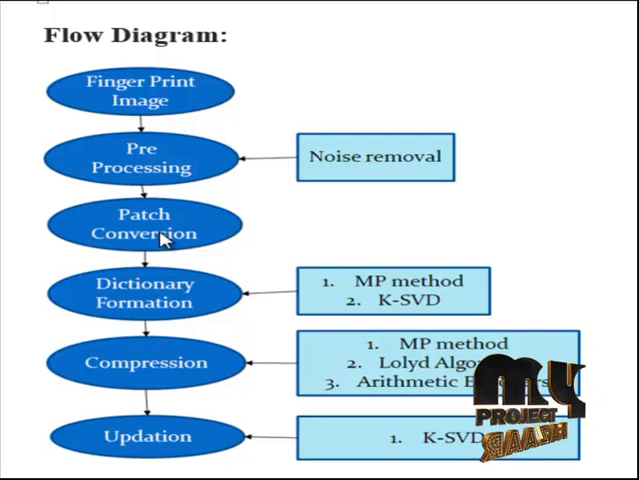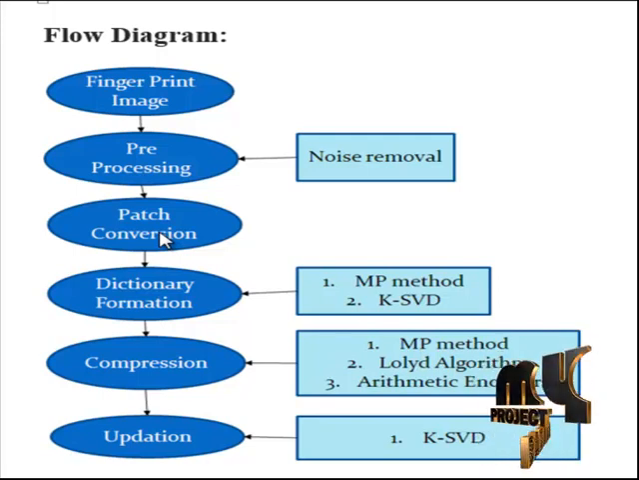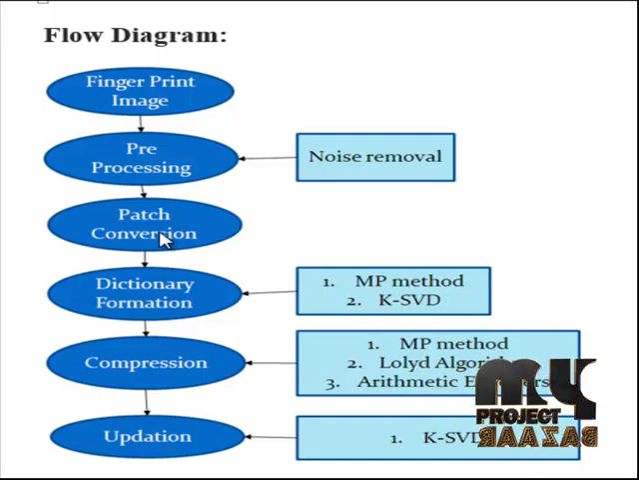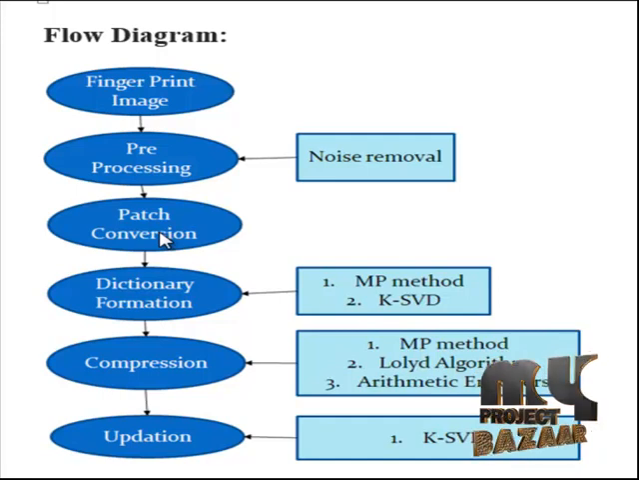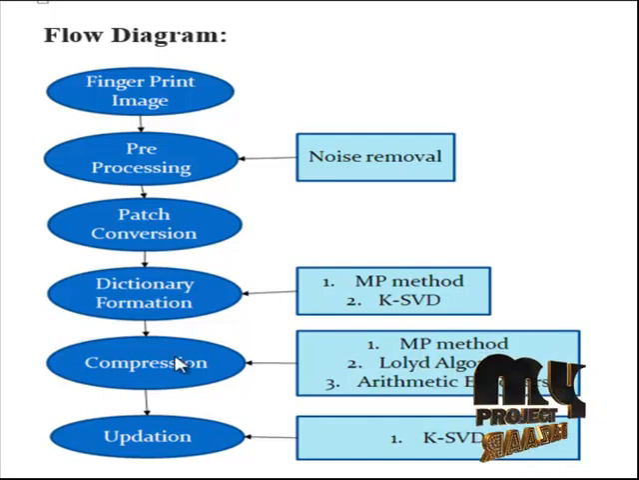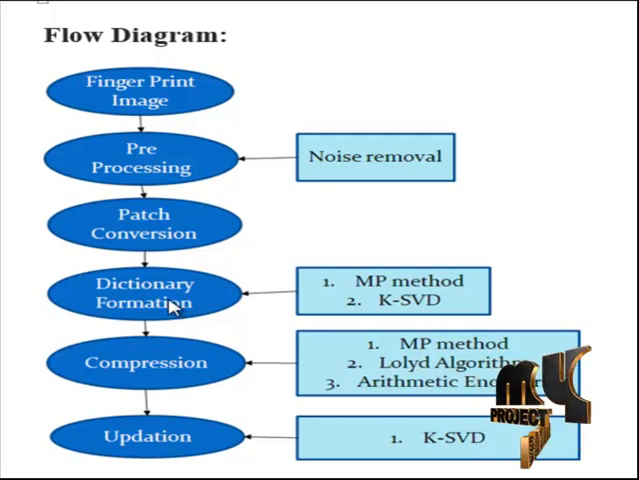Next, in the patch conversion, first capture the image from the database. Convert the image into patches. The size of the patch depends on the mentioned size. All patches comprise an image. Each patch is saved and processed further. Next, in the dictionary formation, each patch is placed to construct the dictionary, which is performed by the KSVD algorithm.